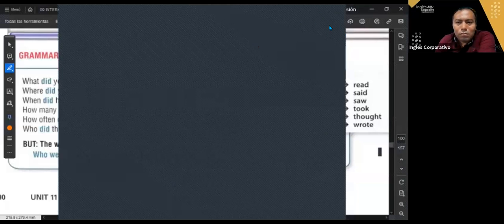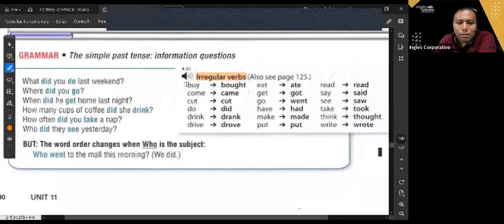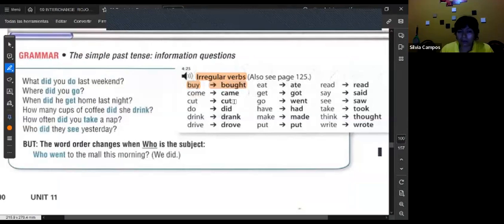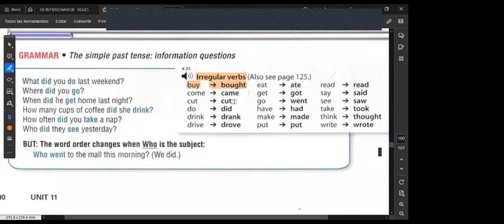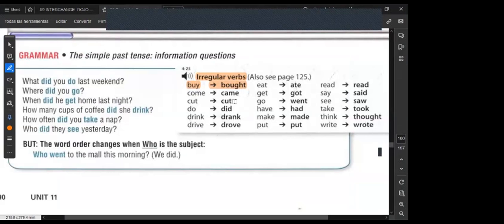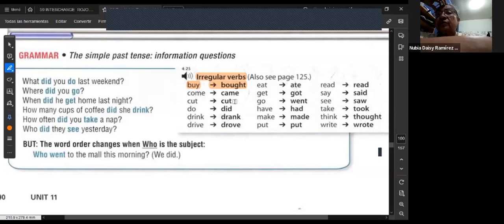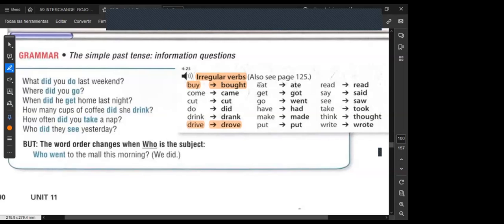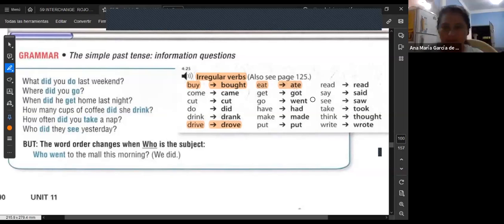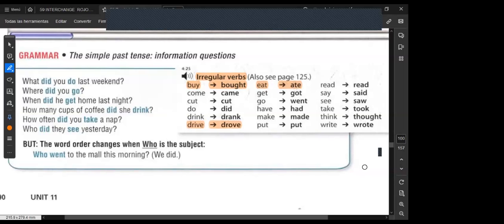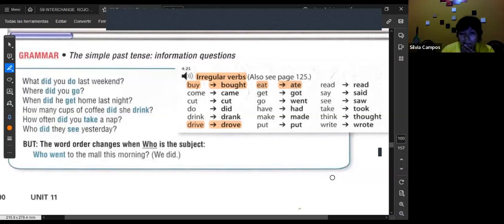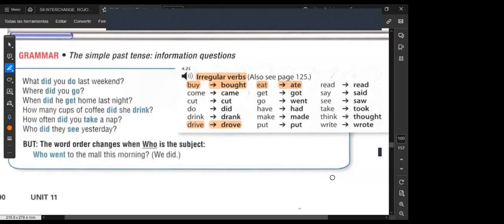Listen and repeat. Buy, bought. Come, came. Cut. Do, did. Drink, drank. Bring. Drive. Grow. Dry. Eat. Get, got. Go, went. Have, had. Make, made.